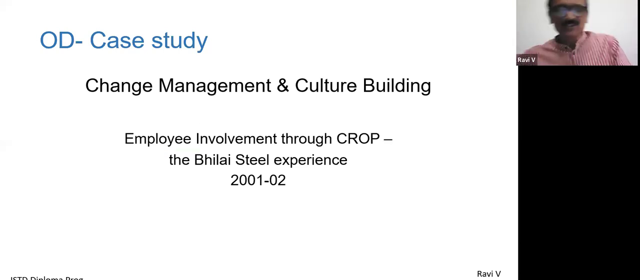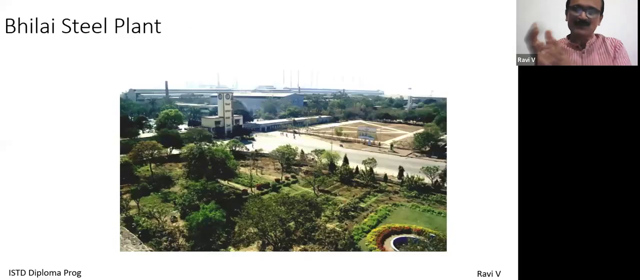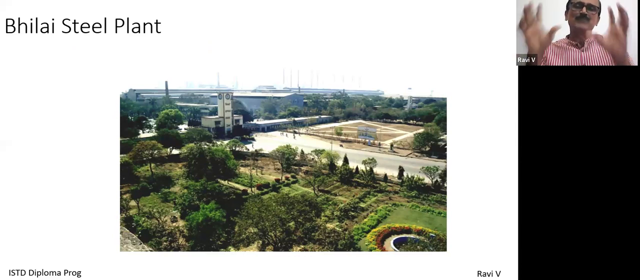Now, what I'm going to share with you is an OD intervention, a large-scale intervention, called CROP. This was started in 2001, 2002. So those PEP workshops, which covered about 5 departments, were between 1999 and 2001. Then in 2001, this CROP started. So why CROP? Well, I'm quite passionate about the English language, the words. CROP stands for Creating Responsive Organization Through People.